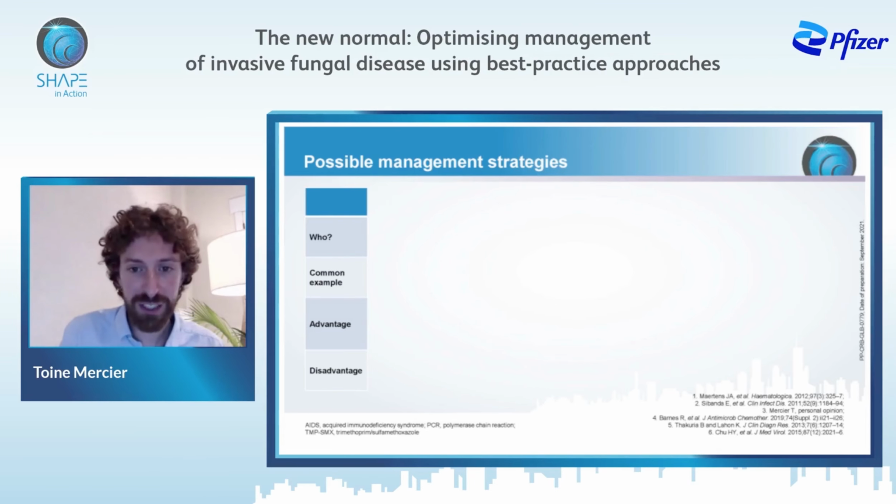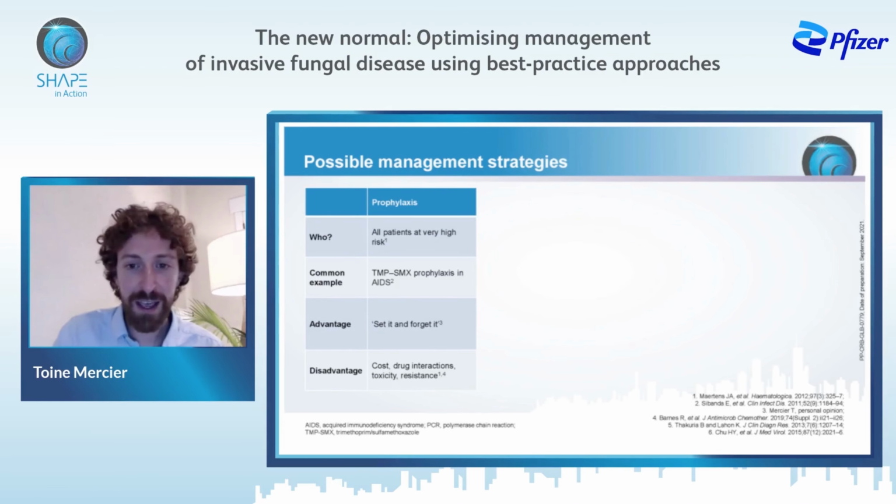So the first strategy, of course, is prophylaxis. Prophylaxis is where you treat all patients that are at high or very high risk. For example, when you give cotrimoxazole in AIDS patients to prevent pneumocystis infection. It's of course very easy. You select the patient population that you want to treat or that you want to protect. You treat all of them in the same way, and you don't need to worry about anything anymore.